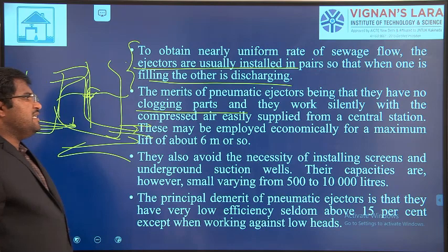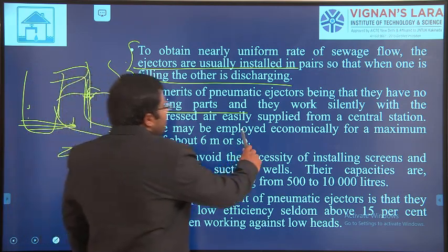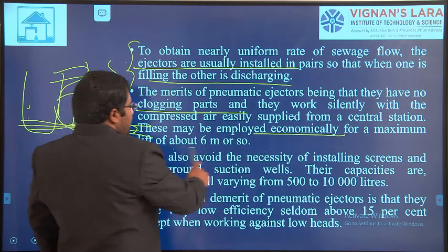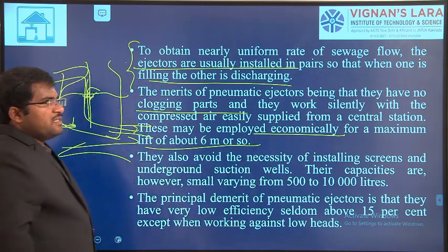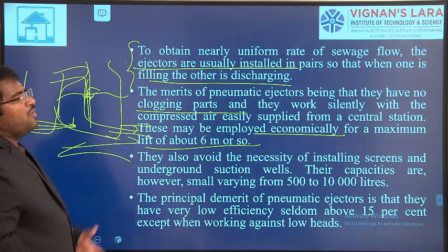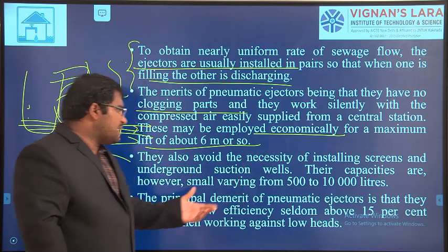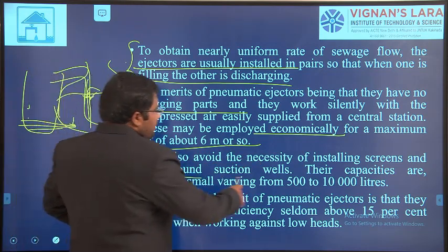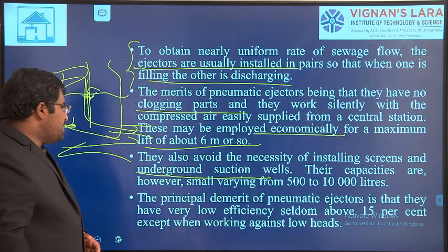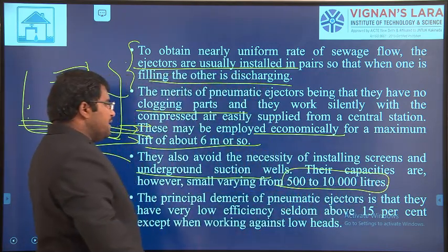Next, the merits of pneumatic ejectors: they have no clogging parts and they work silently, with the compressed air easily supplied from a central station. These may be employed economically for a maximum lift of about 6 meters. Up to 6 meters we can lift the water. They also avoid the necessity of installing screens and underground suction wells. The pump capacities are, however, small, varying from 500 to 10,000 liters.